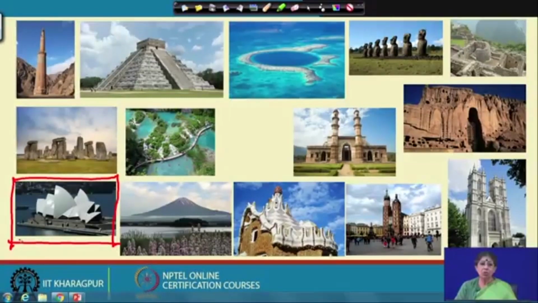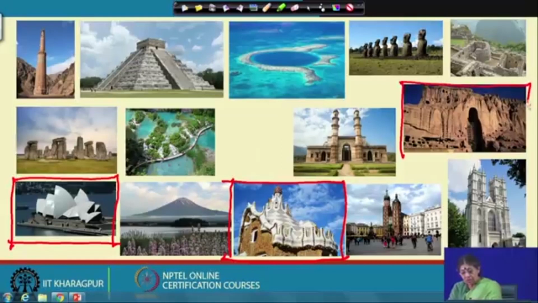This is not a historic monument at all. This is the Sydney Opera House, and this is also a World Heritage Site. So a World Heritage Site does not mean that it will only be a built structure; there are natural sites, modern structures, areas, mountains, water bodies. This is also very important: you must know about the Bamyan Buddha sites.